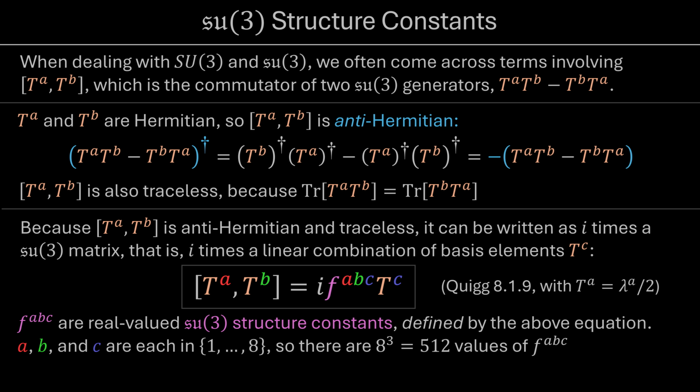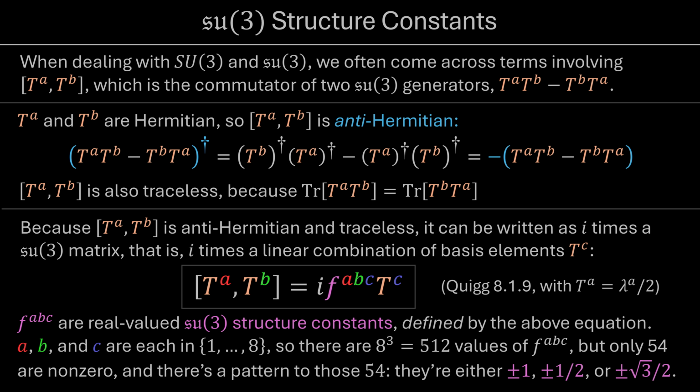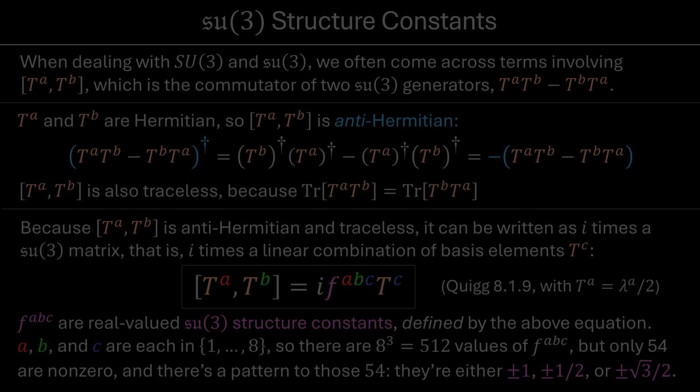Now, at first, it's a bit overwhelming to think, oh my gosh, we have 512 values of f_abc, one for each possible combination of a, b, and c. But fortunately, almost all of those are 0. Only 54 of them are non-zero. And okay, but still, 54, that's a lot. But fortunately, of those 54, there's a pattern to them. They're all either plus or minus 1, 1/2, or root 3 over 2. So it's not quite as complicated as it seems.